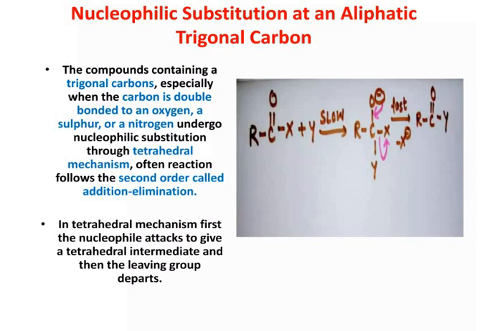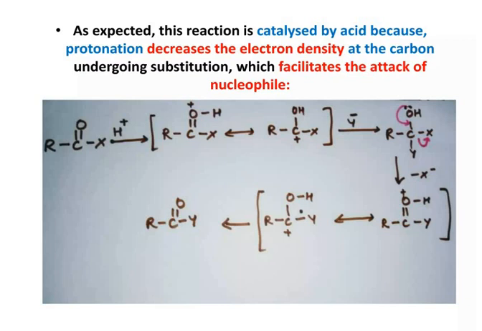So, in the tetrahedral mechanism, first the nucleophile attacks to give the tetrahedral intermediate and then the leaving group departs. As expected, this reaction is catalyzed by acid, because protonation decreases the electron density at the carbon undergoing substitution, which facilitates the attack of the nucleophile. Look at here.